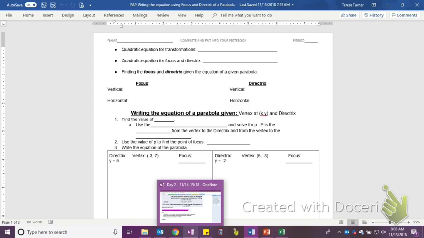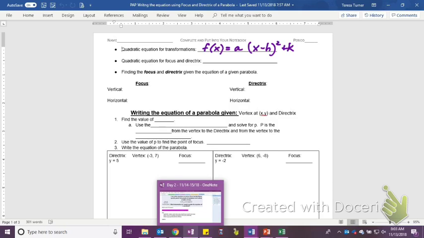This video is going to introduce you to the notes and the focus and directrix form of a parabola. The quadratic equation for transformations, the one that is based on the general one that is on your transformation foldable, is f of x equals a times (x minus h) squared plus k.